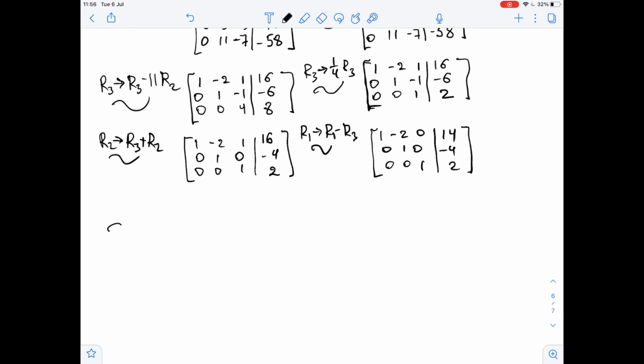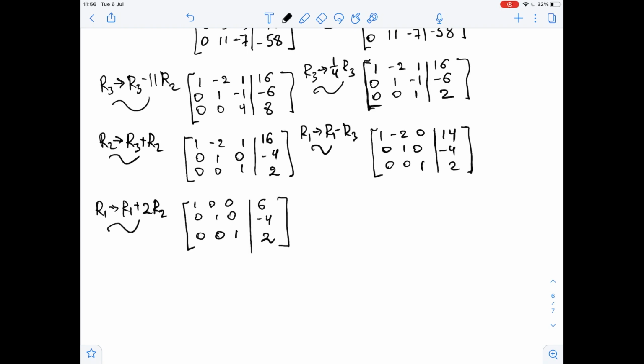And our last step, we multiply our second row by 2 and add it to the first row. So row 1 becomes row 1 plus 2 times row 2. So here we get 1, 0, 0, 6, 0, 1, 0, -4, 0, 0, 1, 2. And now, since we have reached the reduced echelon form, we can see that x equals 6, y equals -4, and z equals 2.